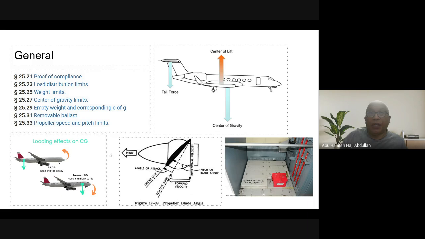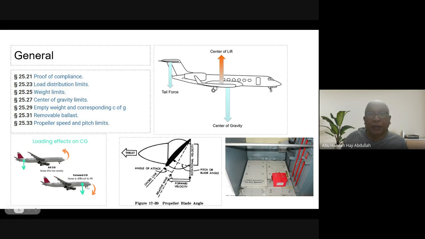Why the CG is important: you want to operate within the allowable CG. If the CG changes too far back, you're not able to counter the forces to dip the nose, to lower the nose. If we don't have enough forces to lower the nose, then we have a problem. That's why the CG is designed within the limit where your control forces are able to maneuver the aircraft.